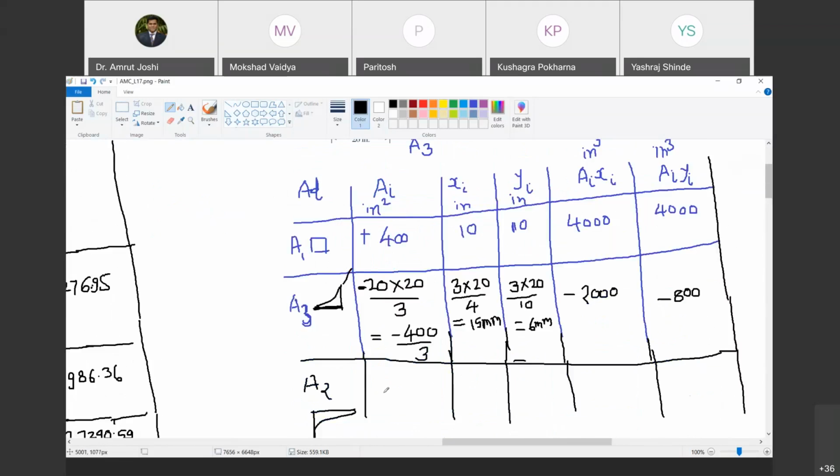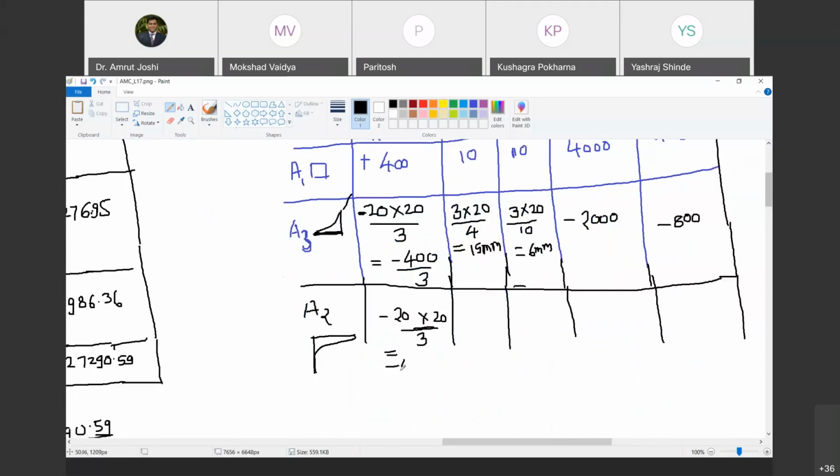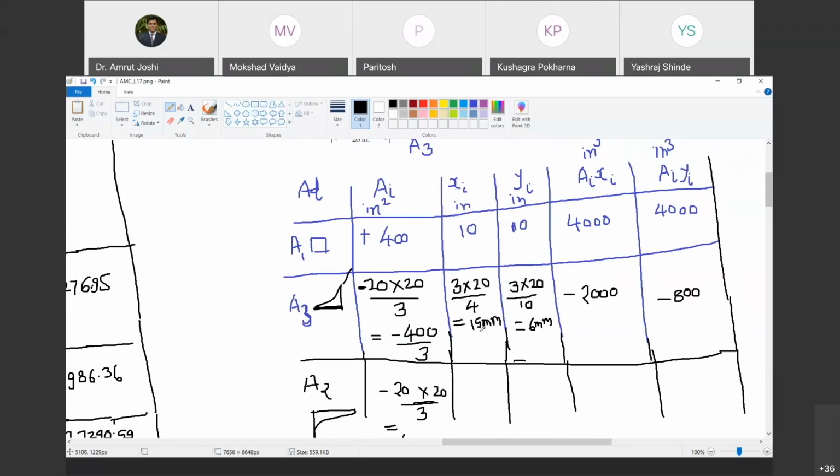Are you with me? So area is still minus 20 into 20 upon 3. Why minus? Because we are going to subtract it. So it is going to be minus 400 by 3. Happy? Yes, sir. Now, what about x bar and y bar?